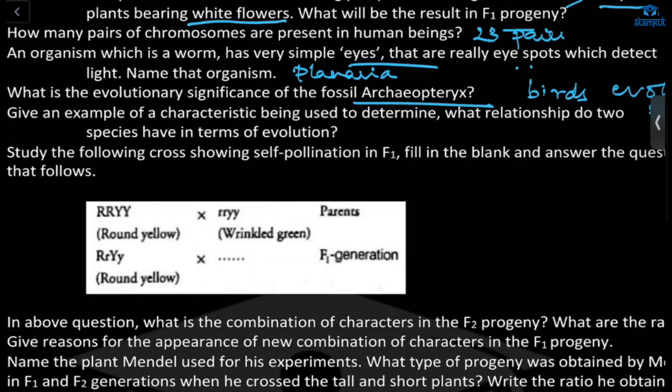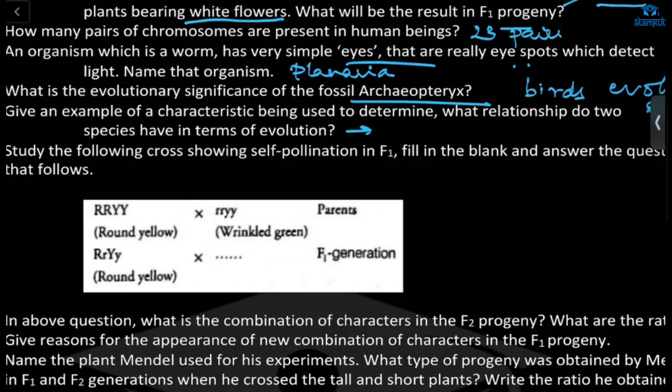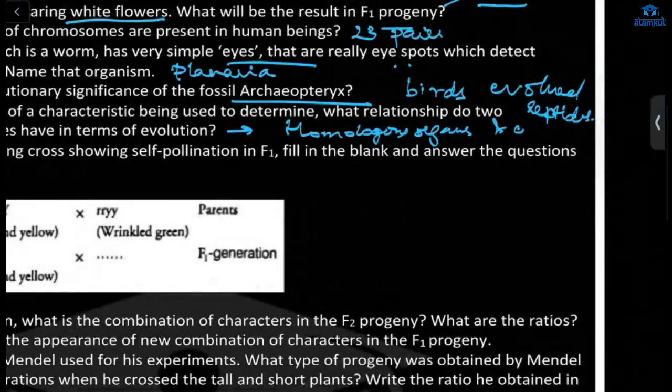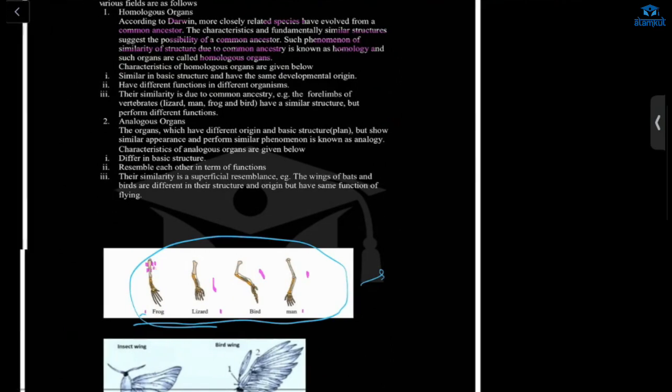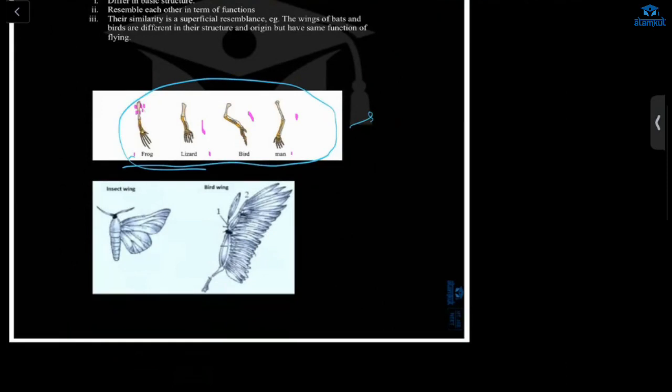So this is the connecting link between birds and reptiles. Give an example of a characteristic used to determine what relationship two species have in terms of evolution. For this we can say homologous organs and analogous organs. In homologous organs, the origin is the same. They have similar structures but their function will be different. In the case of analogous organs, their structure and origin will be different, but the function they perform will be the same. In this case, insect wing and bird wing. Here the structure is different, but the wing is used for flight.